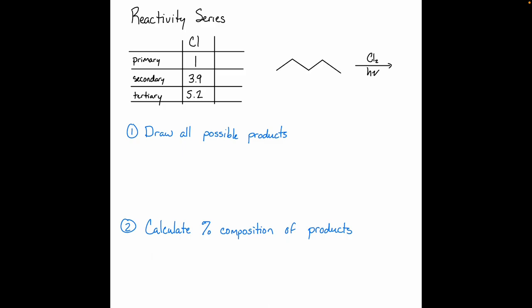So I'm going to let y'all do this on your own and then we'll work through it together. Draw me all possible products of this radical halogenation reaction, and then using that reactivity series, determine the percent composition.